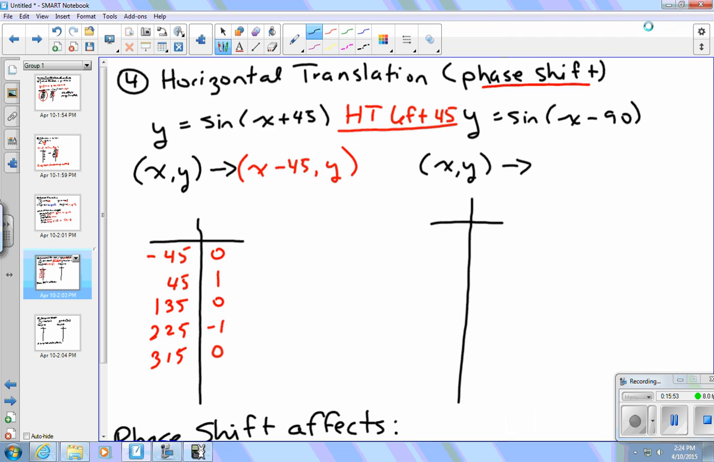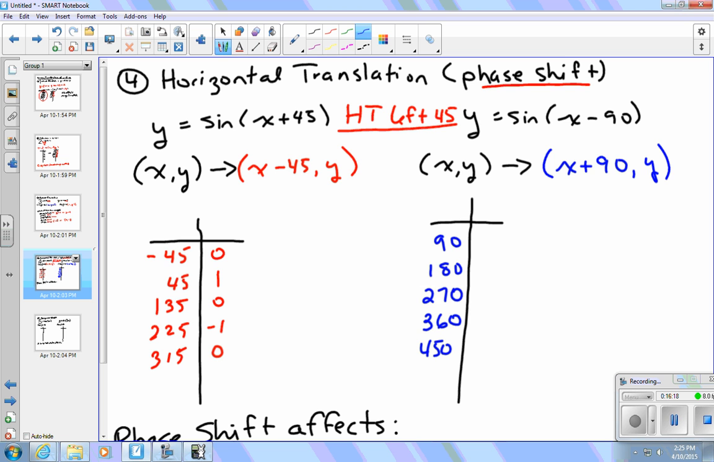Okay, so I'm going to just minimize that a second. So our xy maps onto x plus 90 and y. So our new table of values then starts at 90, and we're adding 90 to each of the values. And we go up to 450. And if you check your graph, you'll see that this is true, that at 90 degrees, we're at 0, at 180, we're 1, etc.